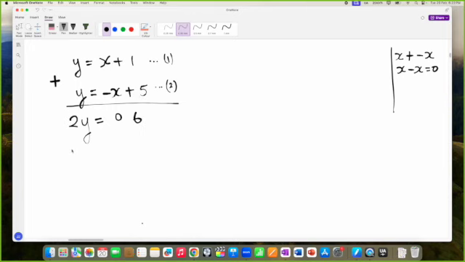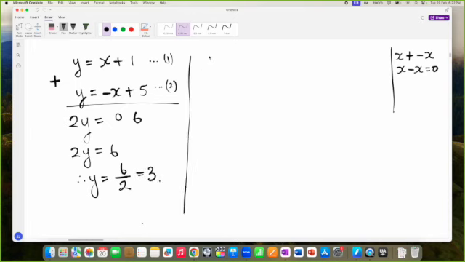So what do we end up with? 2y is equal to 6. Therefore, y will be 6 divided by 2, which is 3. And then you just do the usual: sub y equals 3 into any one of the equations. So let me go into equation 1.